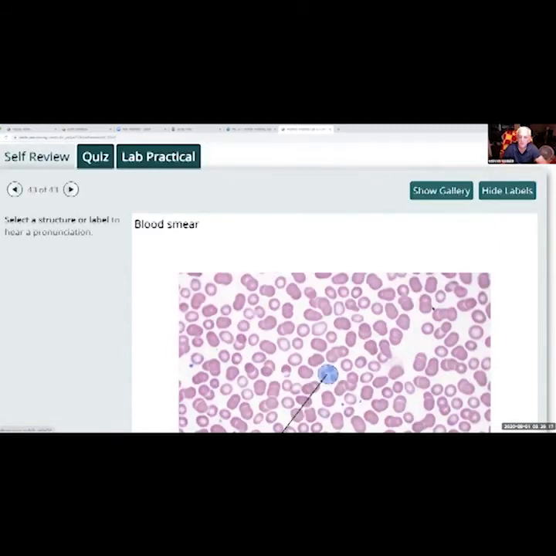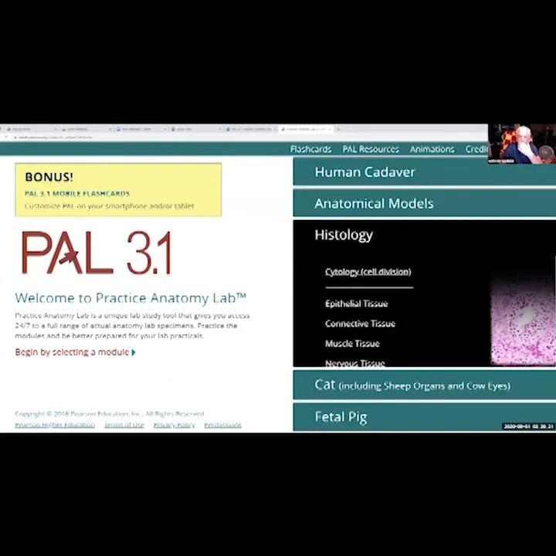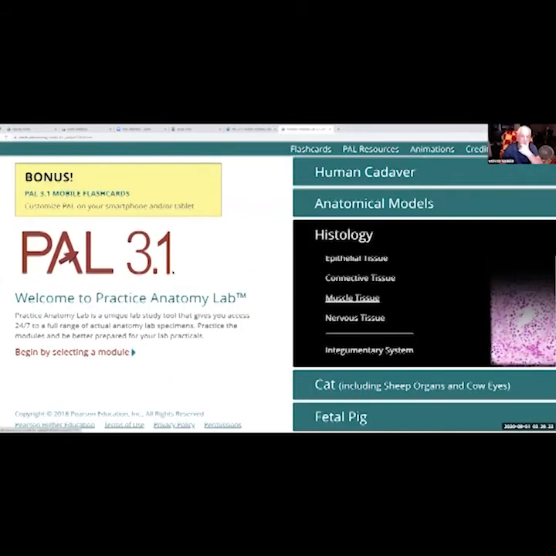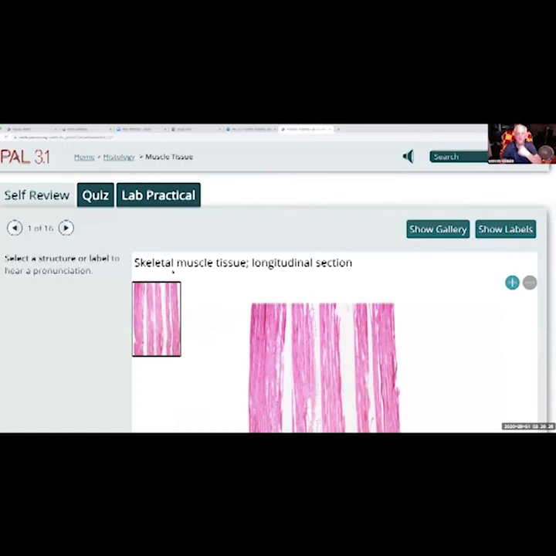Let's go back. We did connective tissue. Let's do muscle tissue. We did muscles and nerve, we talked about a little bit too. Muscle tissue. We only have 16 slides of these. All right. Look at this muscle tissue. Can I make it bigger? Yeah, I can make it bigger.